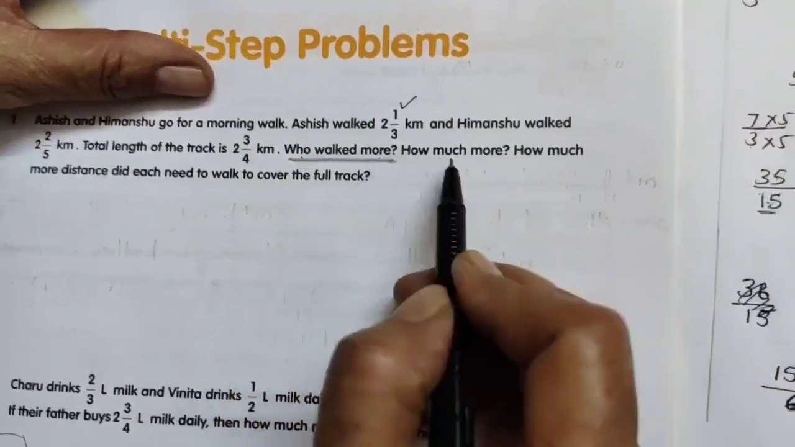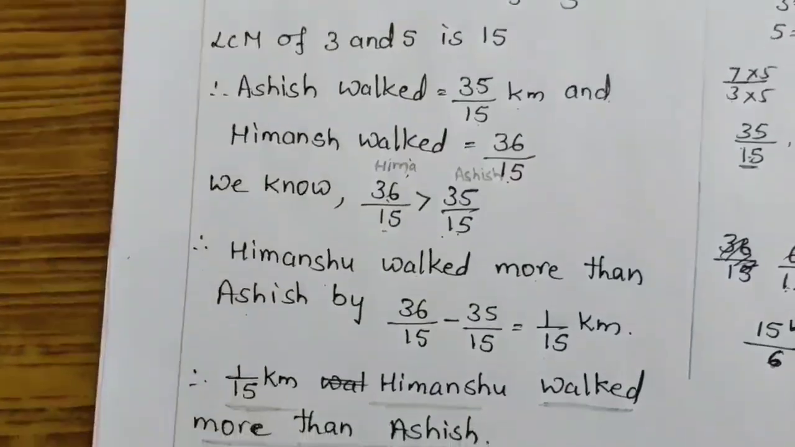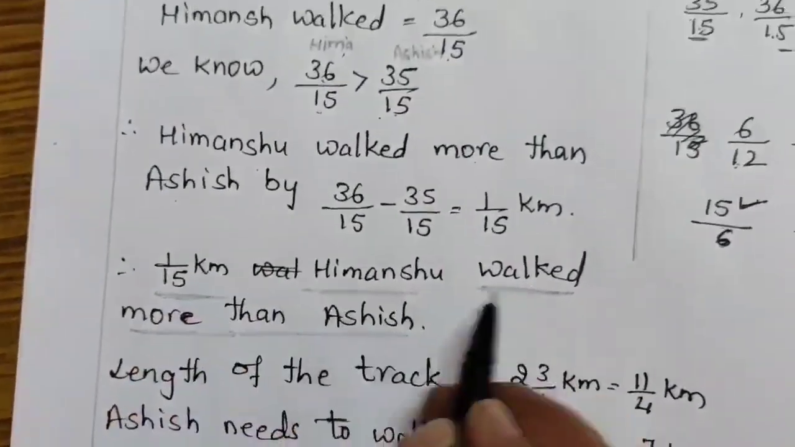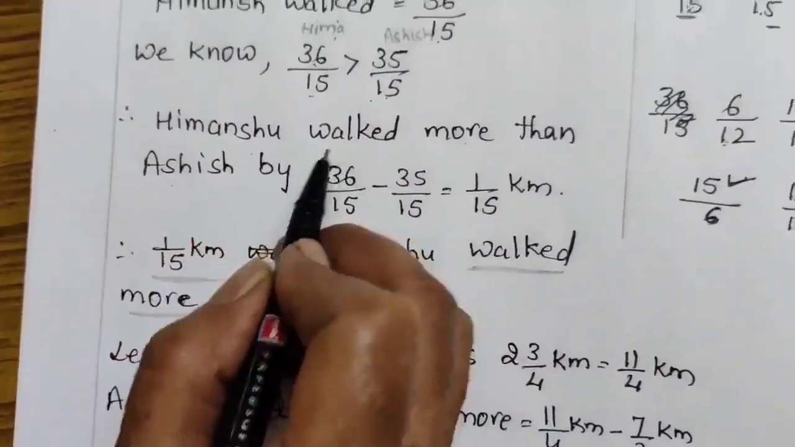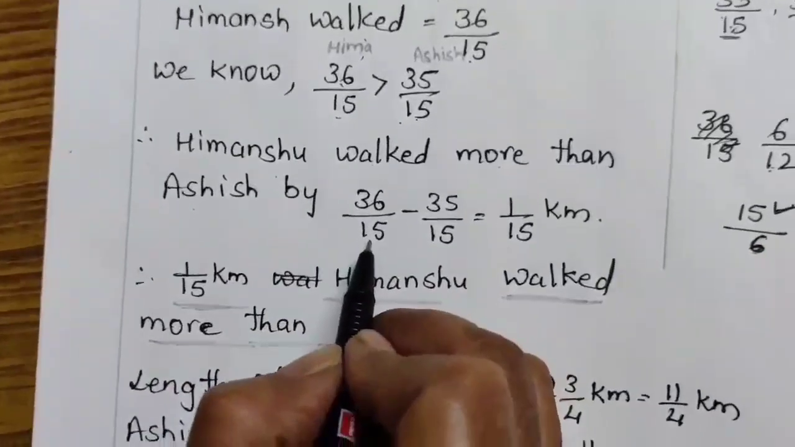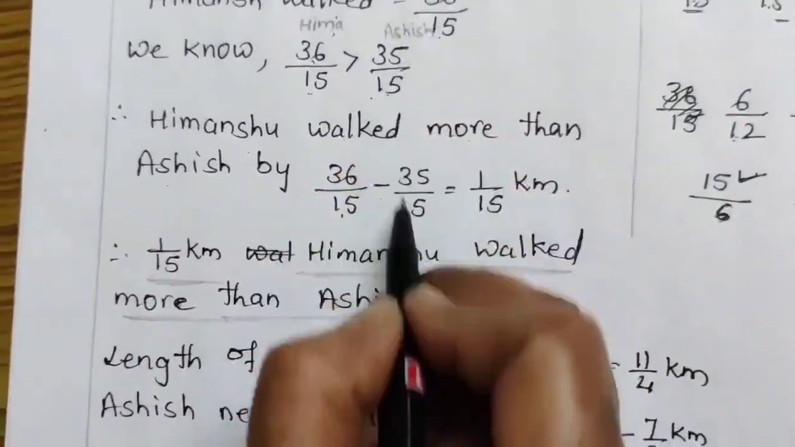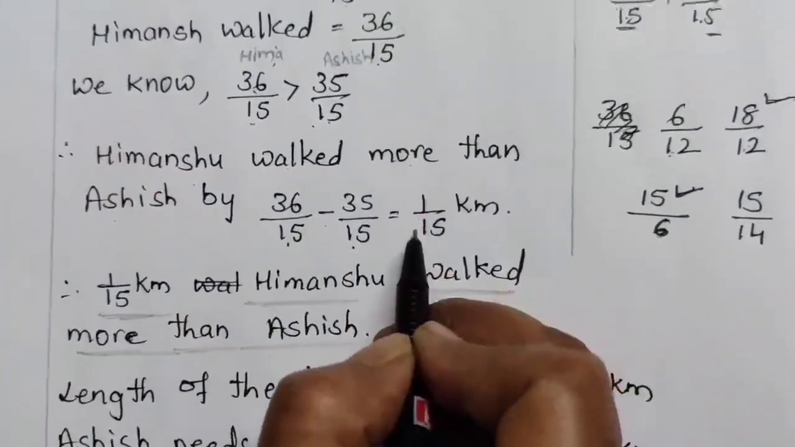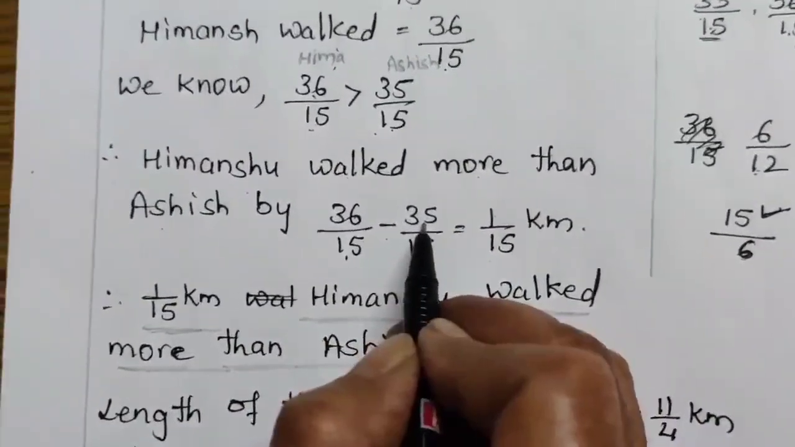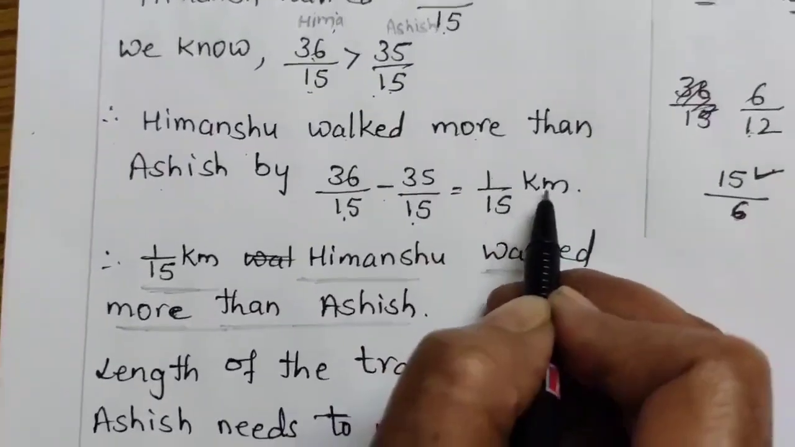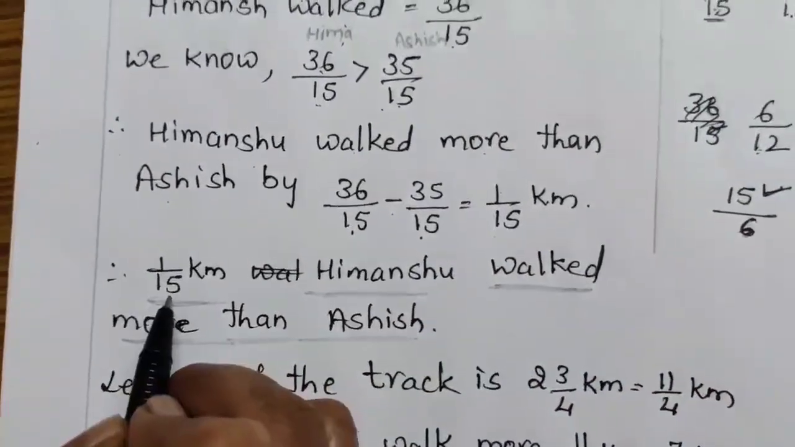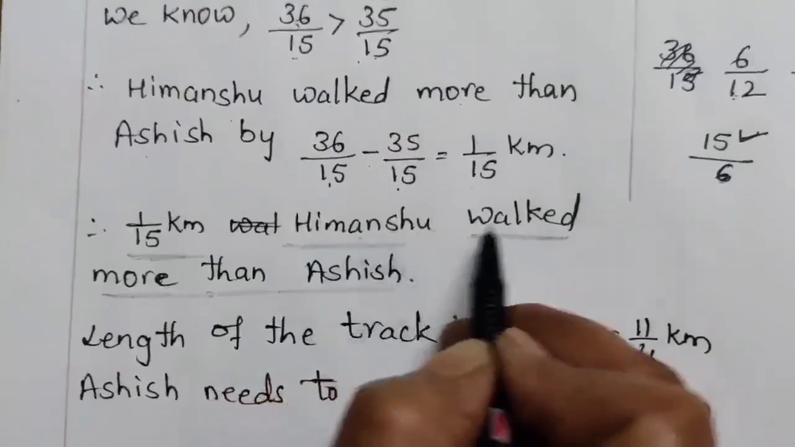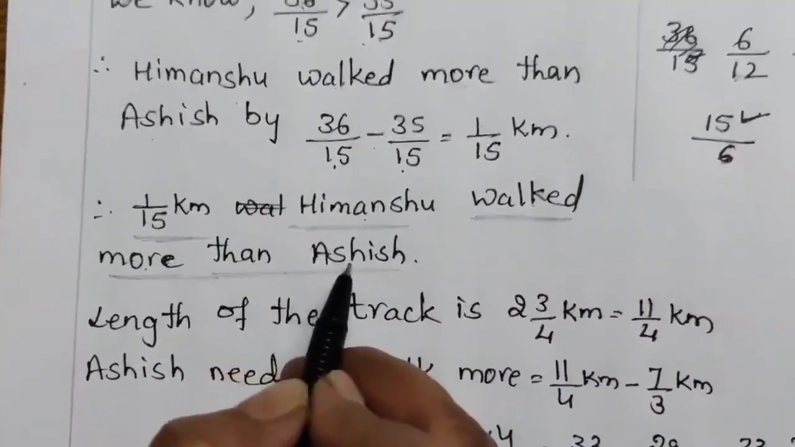Himanshu walked more. How much? So how will we find it, children? 36 by 15 minus 35 by 15. If you subtract, how much will you get? 1 by 15. 36 minus 35 is 1, so 1 by 15 kilometer Himanshu walked more than Ashish.